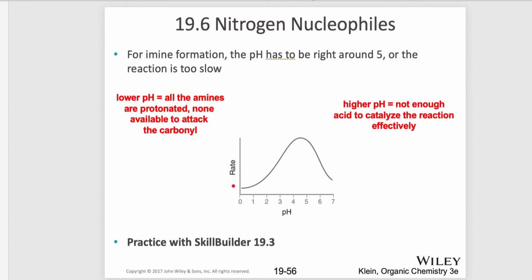And here's just a visualization of how the rate is affected. That means, is it going to be fast or slow? There's a particular range, and there's a sweet spot basically between pH 4 and 5. This becomes important when one is trying to carry this out in the laboratory. So here we are, and then you can also practice this with your skill builder segment.